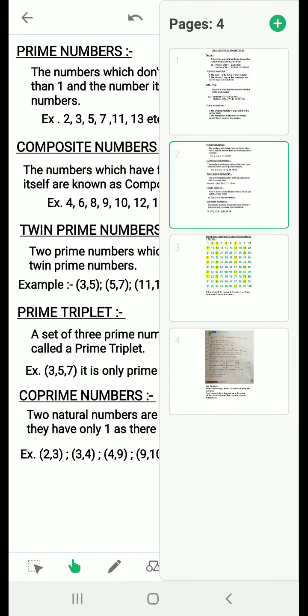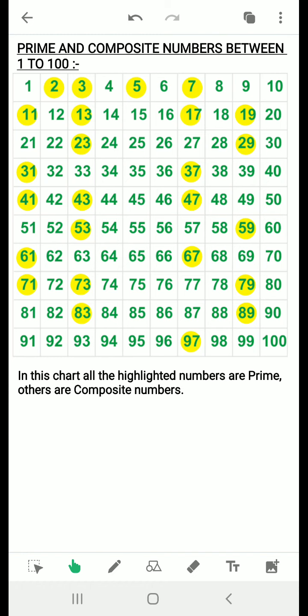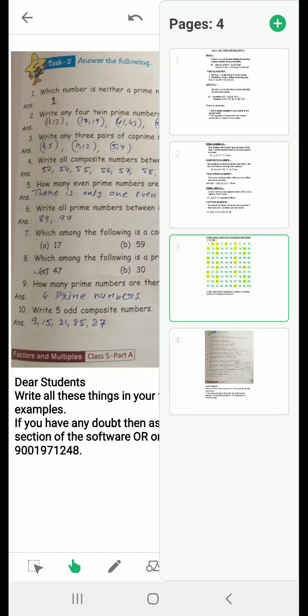Okay. Our next topic. In the next slide, I made a chart to show which are the prime and composite numbers. In this chart, you can see the numbers highlighted in yellow are all prime numbers, and the rest of the numbers are composite numbers. Why are these numbers prime? Because they are not divisible by any number other than 1 and the number itself. 67 is divisible by 1 and 67, not by any other number. So these are all prime numbers and composite numbers.